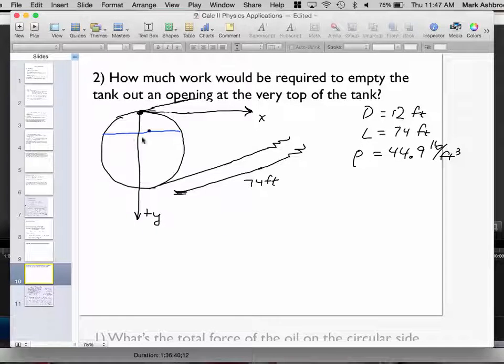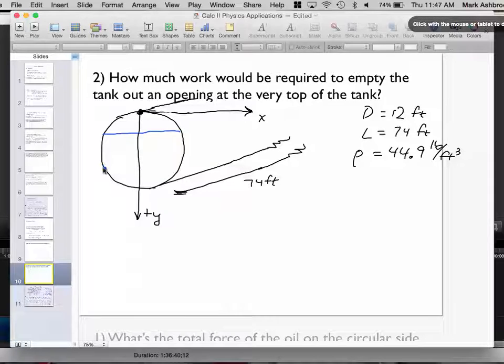Okay, and the reason I want to do that is now the distance that any layer has to move is going to be y again. By putting the origin at the height of the opening, now when we have our typical layer, we know work is going to be force times distance, so we're going to get the weight of that layer. The distance it's going to go is going to be the y coordinate.